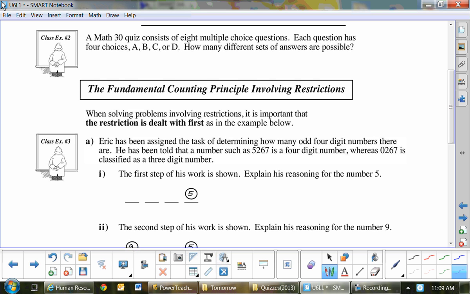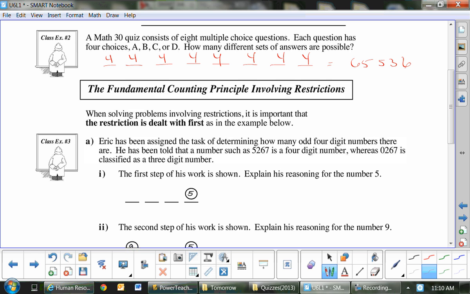Now, we have 8 questions. 1, 2, 3, 4, 5, 6, 7, 8. Now, how many choices do I have for the first question? 4. How many choices do I have for the next question? Next question. Okay, so this is 65,536 different tests, or scantrons, you could hand in.